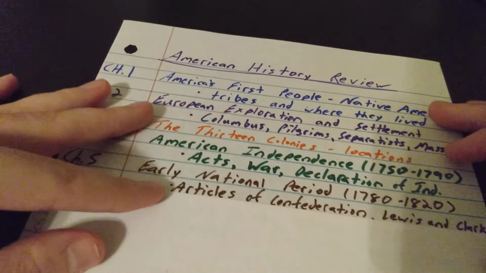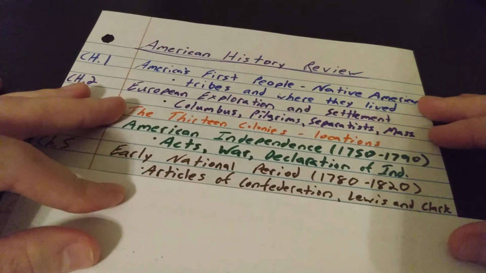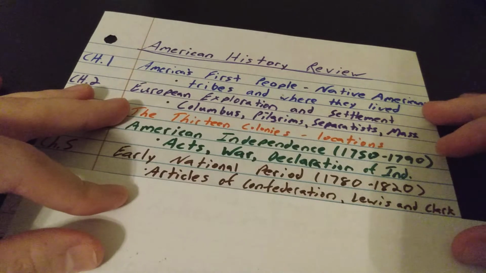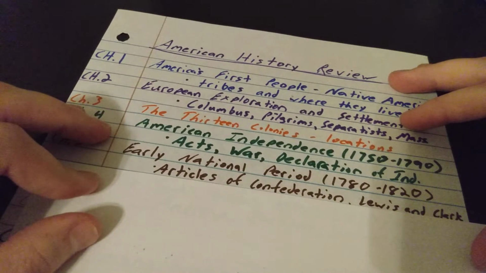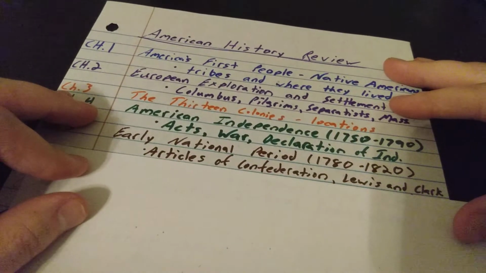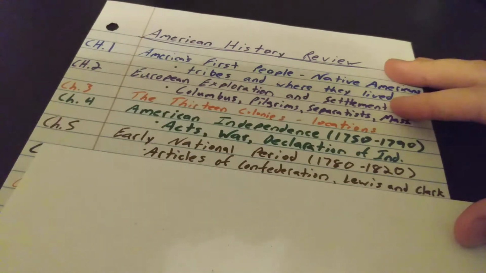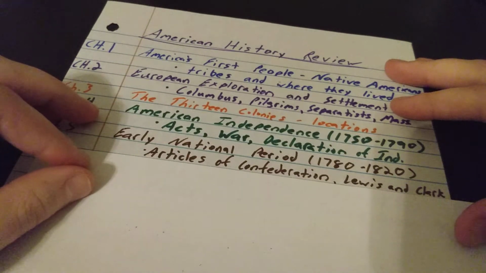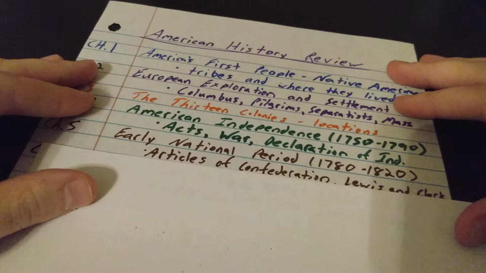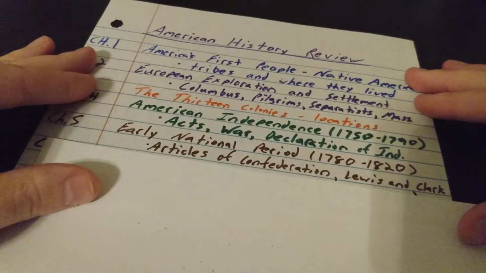Next chapter was on the early national period from 1780 to 1820. So we talked about things like the Articles of Confederation, the New Jersey Plan, the Virginia Plan, and how best to set up America's government. We talked about Lewis and Clark and their expansion westward. And Thomas Jefferson purchased a lot of that land, which doubled the size of the United States. He bought it for 15 million dollars or something like that from the French, and expanded the amount of land that was considered the American nation.